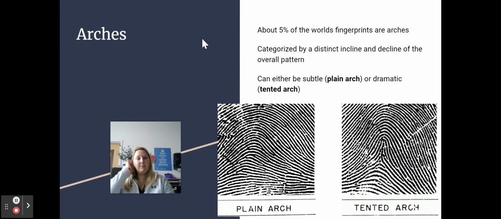Arches make up about 5% of the world's fingerprints. Now, there are about 7.8 billion people on Earth, and each person should have 10 fingerprints. 5% of those are arches. They're categorized by a distinct incline and then decline of the overall pattern, entering and exiting opposite sides of the print. They can either be super subtle, like this one, which is a plain arch, or dramatic, like a mountain that creates a tent inside. That tent makes it a tented arch.